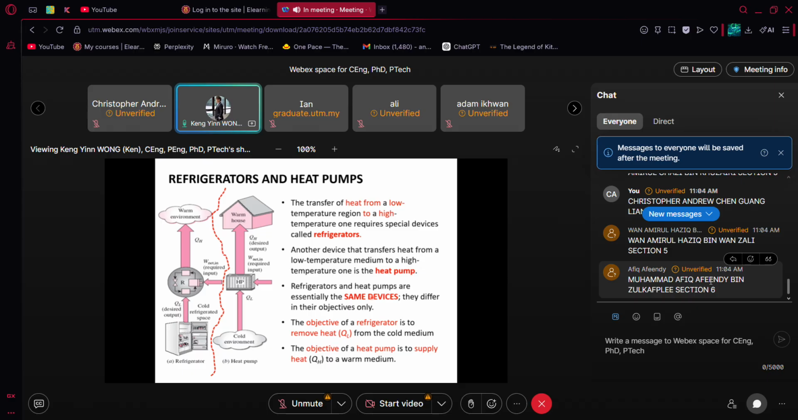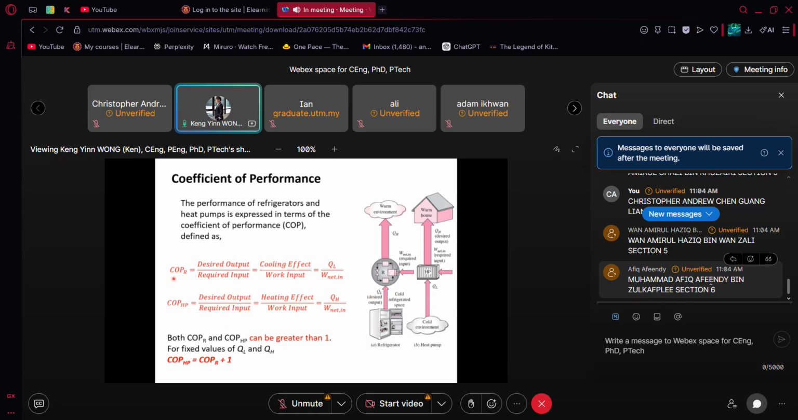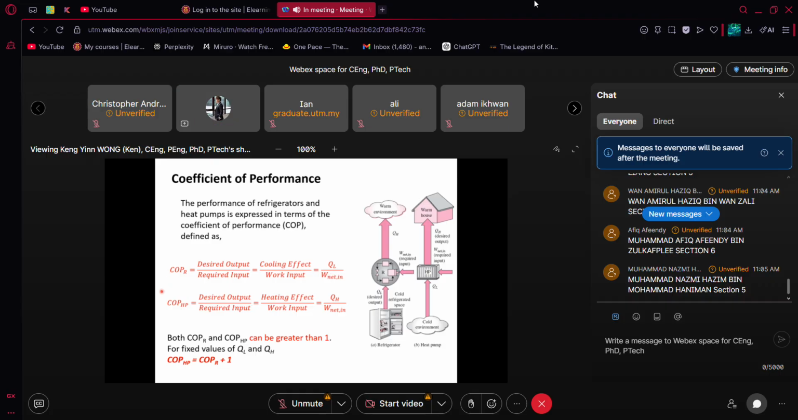Next, this is the equation in case you forget. You can put it down again. The COPR would be the desired output, which is the QL, the low temperature area, divided by the required input, which is the W net in, or what you plug into a socket. And for COPHP, you're focusing on the QH, the high temperature, and for the input, still the same, W net in.